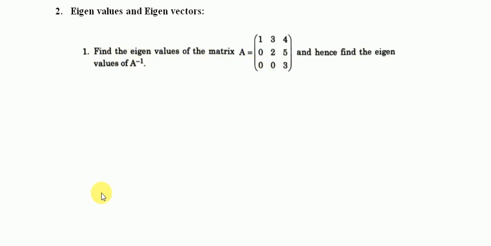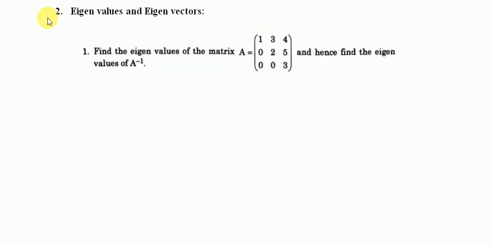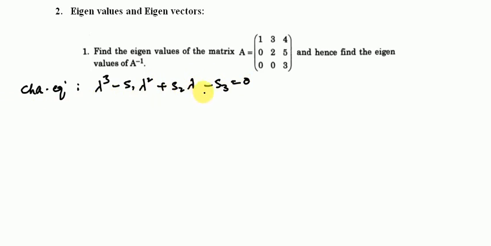So to find the eigenvalues of matrix A, first we need to find the characteristic equation and solve it for the roots. Those roots are the eigenvalues of the given matrix. The characteristic equation for a 3 by 3 matrix is lambda cubed minus S1 lambda squared plus S2 lambda minus S3 equals 0. I told you all about S1, S2, S3 in previous videos.